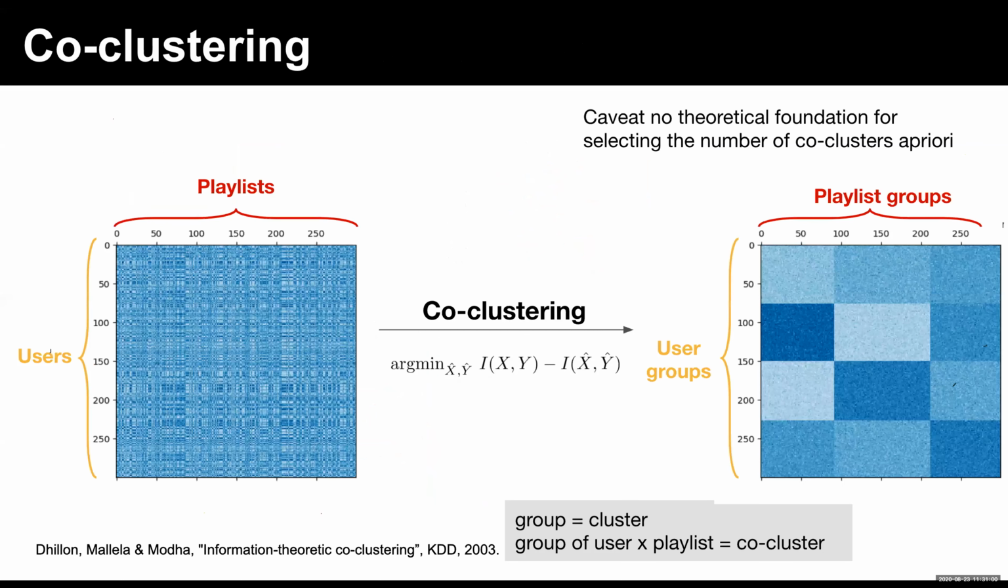So co-clustering is not new. I mean, it's been around for more than 1.5 decades. So co-clustering, you have users and playlists. You look at their consumption over time, and then you co-cluster them. So now you have user groups and you have content groups. So then a group is a cluster. And in general, you're grouping users and playlists together to create a co-cluster.